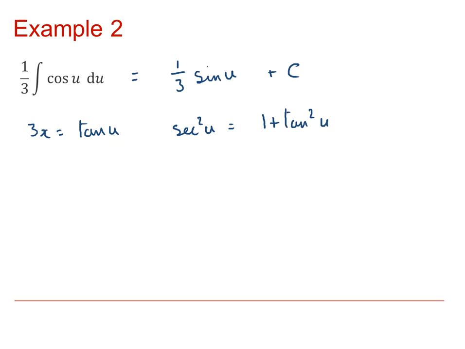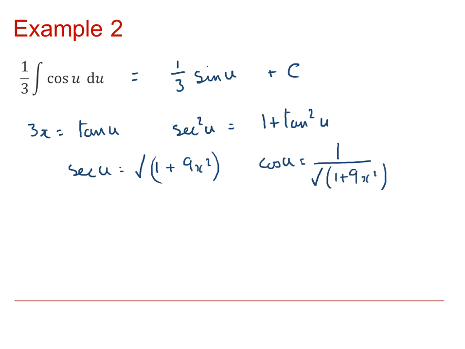So therefore we need that sec u must be equal to the square root of 1 plus tan squared, so that's equal to the square root of 1 plus 9x squared. If that's sec u, then cos u must be equal to 1 over sec, which is 1 over the square root of 1 plus 9x squared. So now we've got expressions for cosine u and tan u, and we can use those to give sine u.